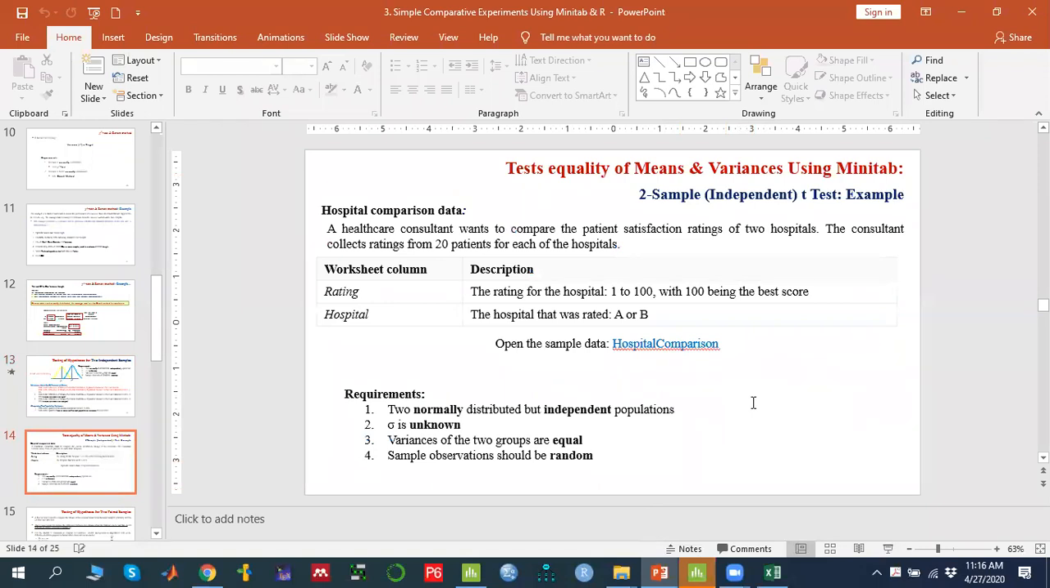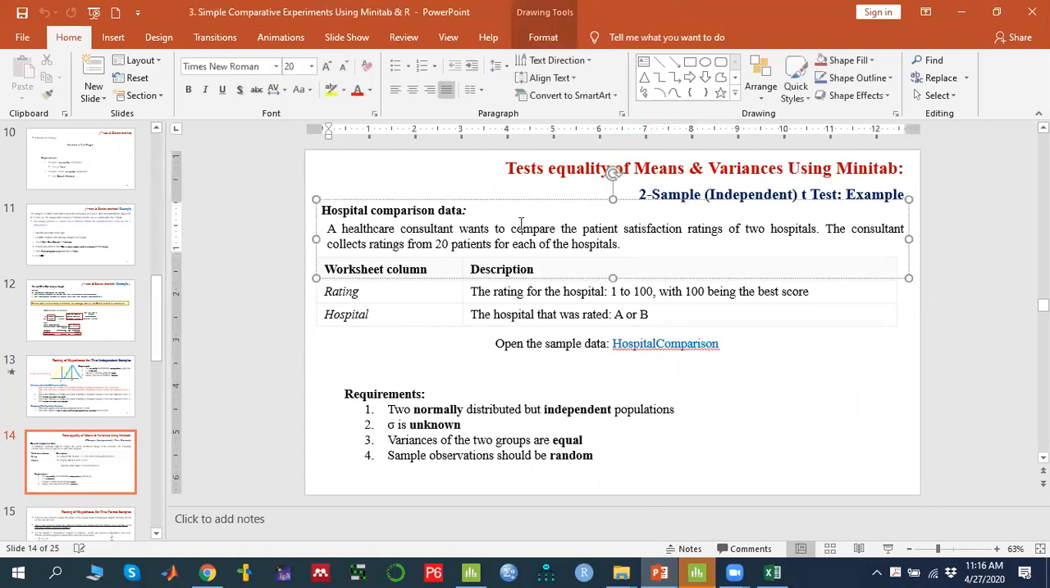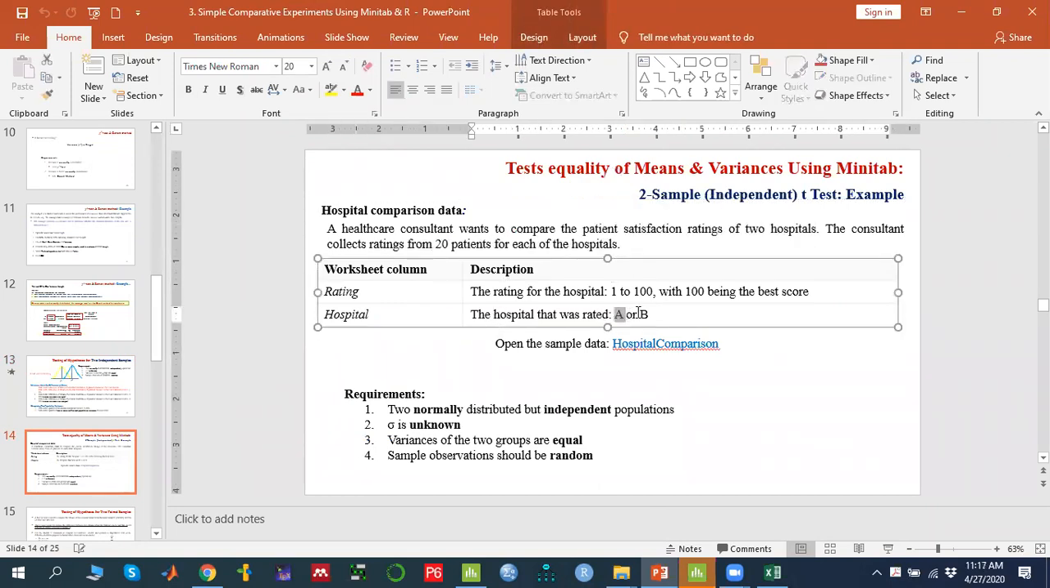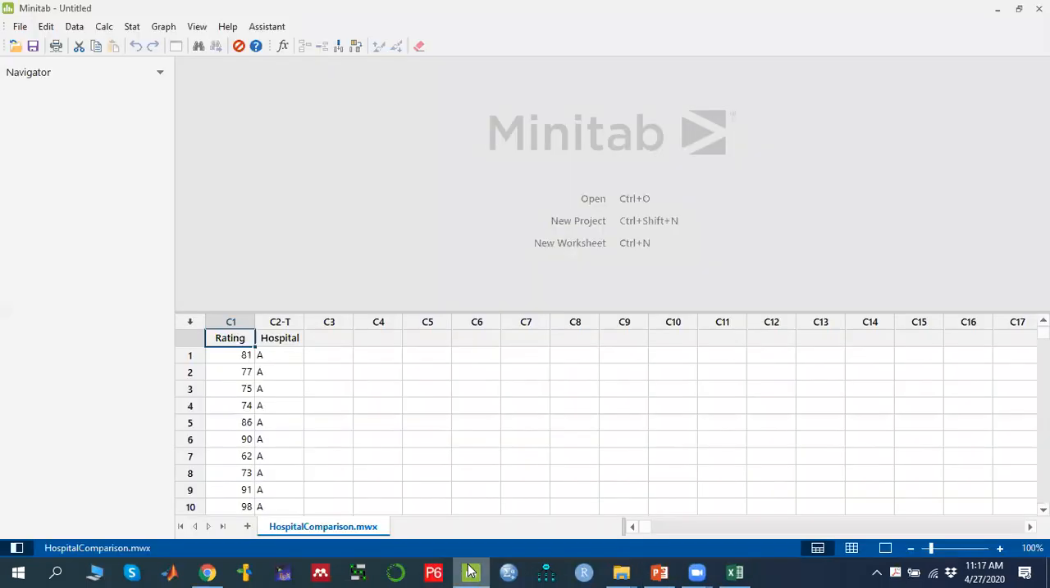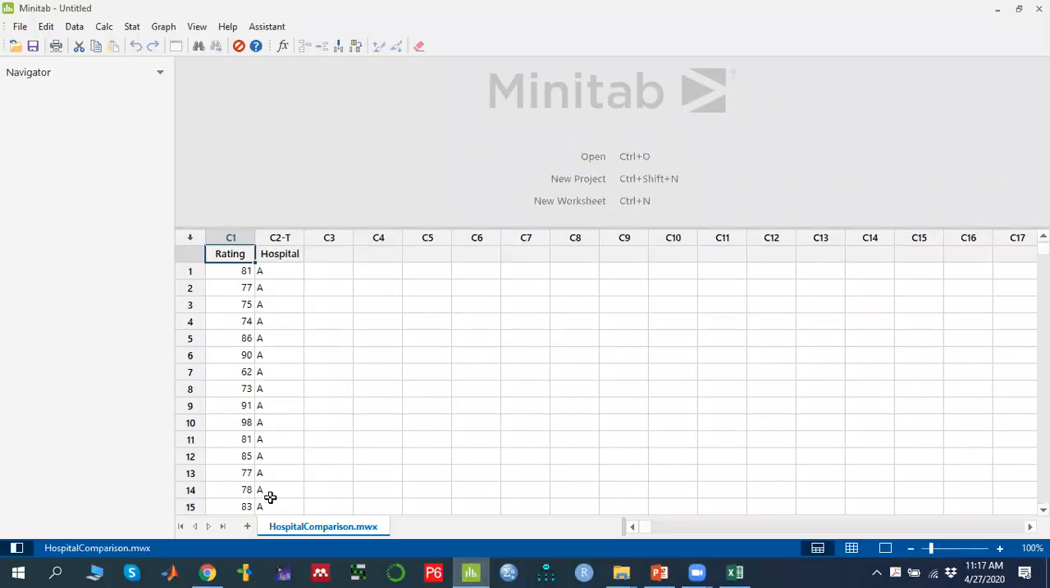The example I am going to discuss with the two sample independent t-test is hospital comparison data. There are two hospitals, and we have collected data from 20 patients. I am calling the hospitals A and B. One column indicates the hospital, that is, A type hospital and B type hospital. Another one is the rating.